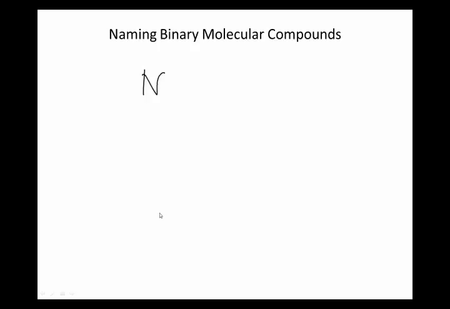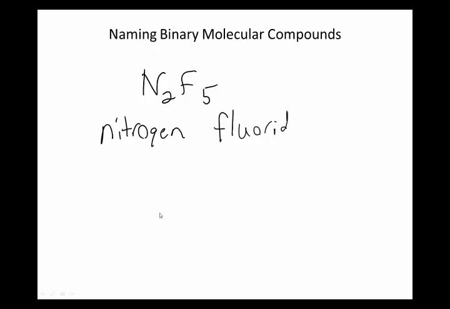Imagine N2F5. I just made that up. It might not even be possible. I don't really care. I'm going to name this. They're very simple to name. It's going to seem similar to ionic compounds at first. I'm going to name it nitrogen fluoride. I'm always going to change the second one to have "ide" as the ending. So whichever one is second, you just name them in order.